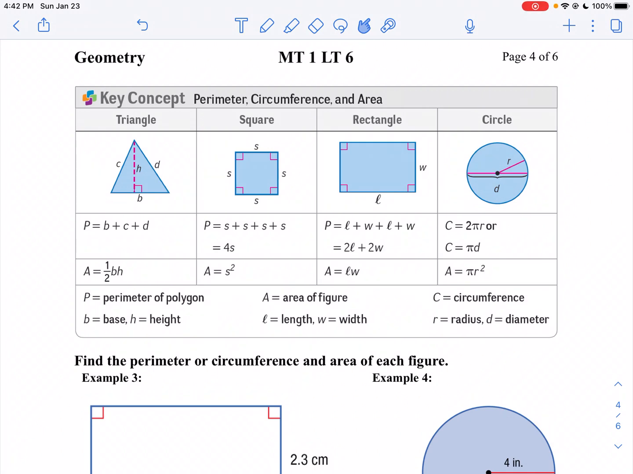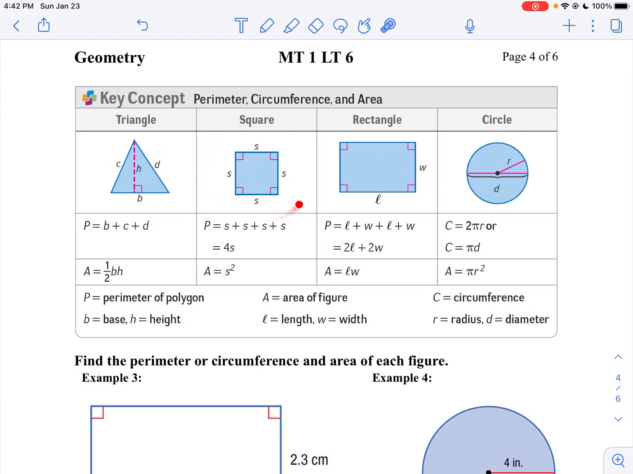We should be able to find the perimeter and circumference of some basic shapes. Perimeter means distance around. So to find the distance around an object, all I do is add up the sides. So if I have a triangle, I'd say in this question it'd be B plus C plus D. Just add up the sides.